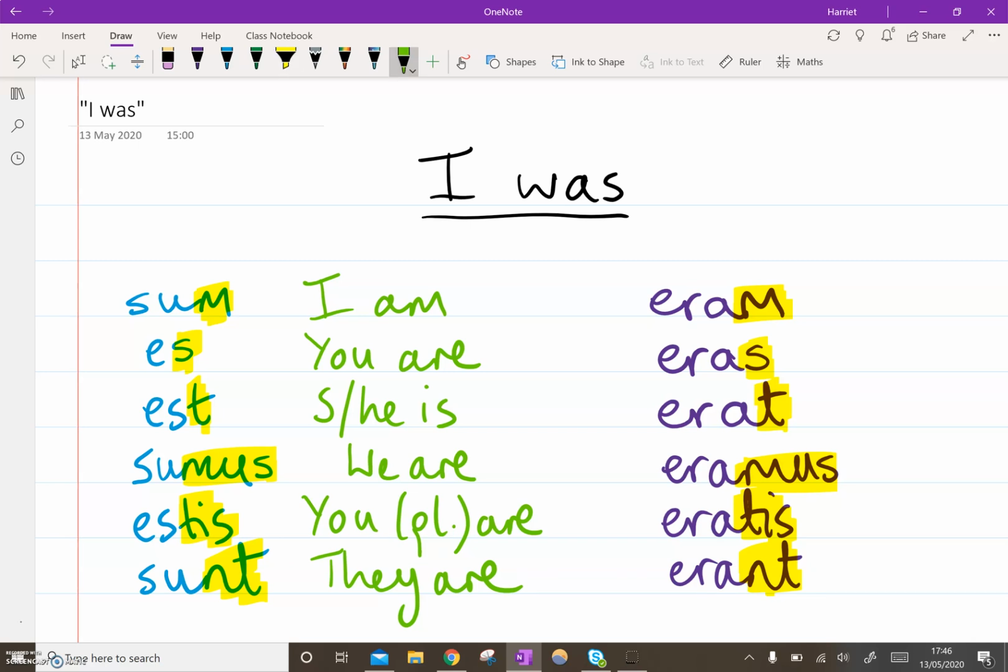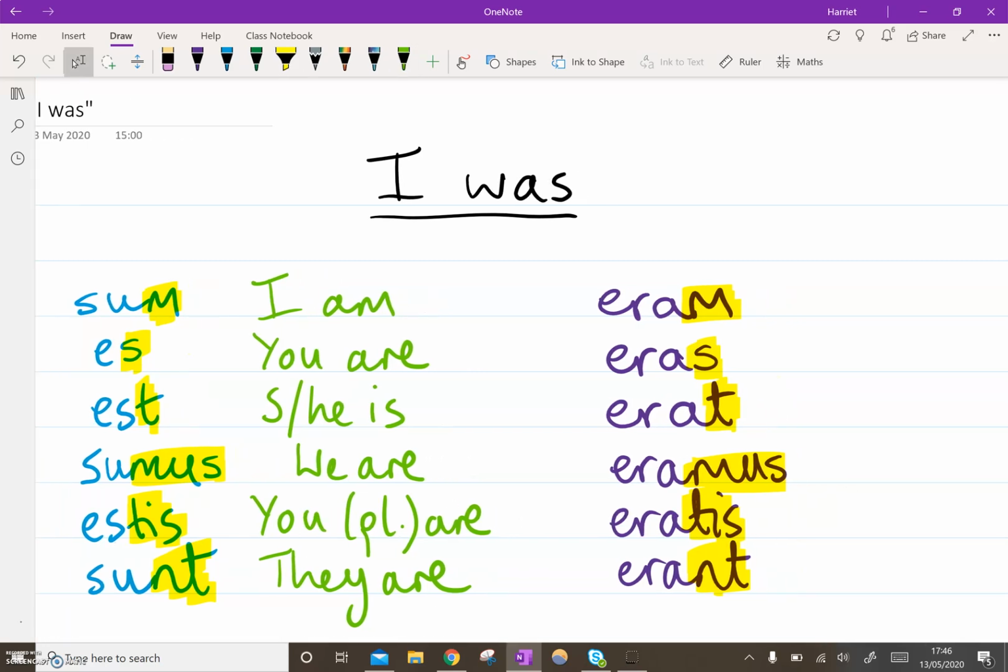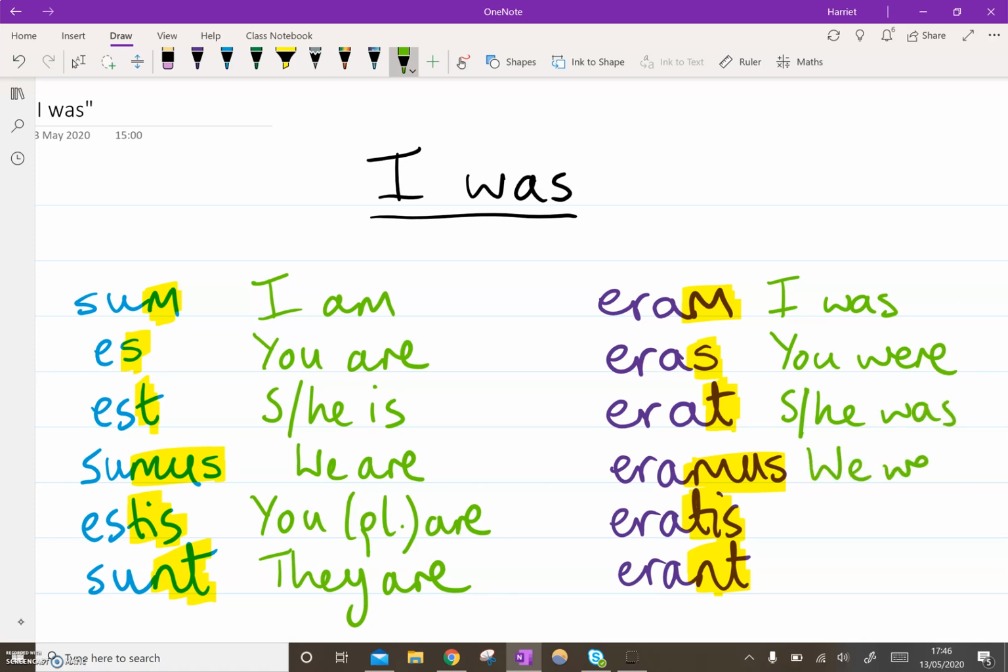Okay? So here is the translation of this verb in full. Eram, I was. Eras, you were. Erat, he or she was. Eramus, we were. Eratis, you plural, were, and erant, they were. Okay, so all the people are exactly the same. It's just that the sum side of things is I am in the present tense, whereas the eram side of things is I was in the past tense.